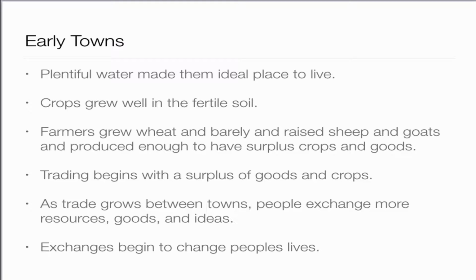So some of the crops that they first raised and domesticated were wheat and barley because it provided a lot of nutrition. It was easy to grow. And then they were also able to domesticate sheep and goats. So they get all of these crops, start getting this surplus. We know that population starts to grow. And because of this surplus, they're able to then start trading with other nearby towns.